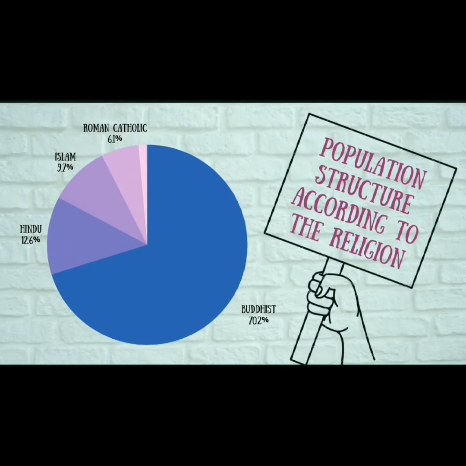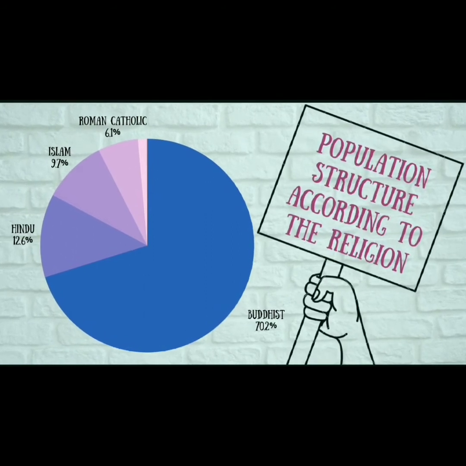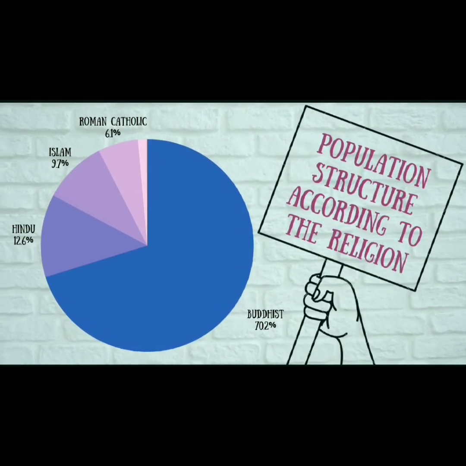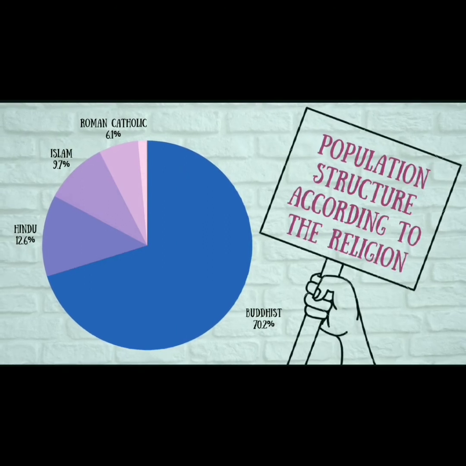Population structure according to the religion is given below in the pie chart. It says that Buddhists have the highest percentage and the Christian religion has the lowest percentage.